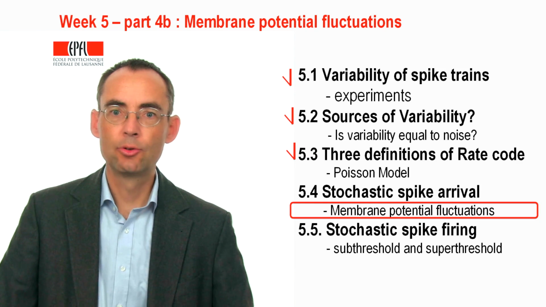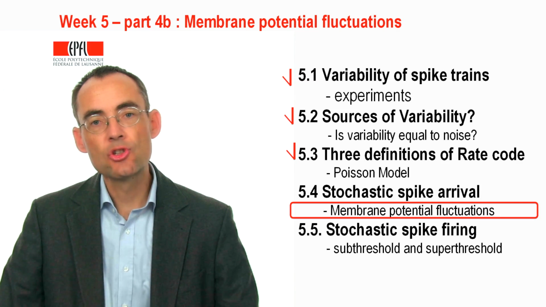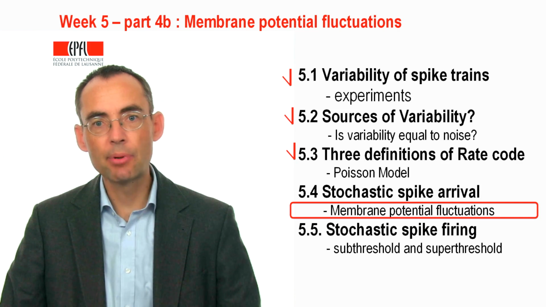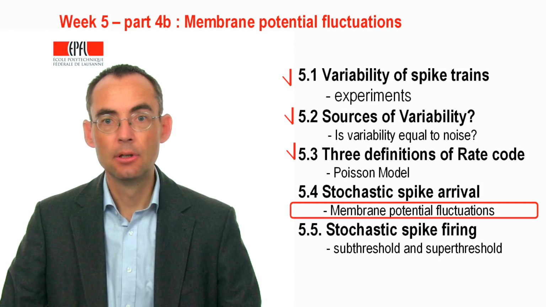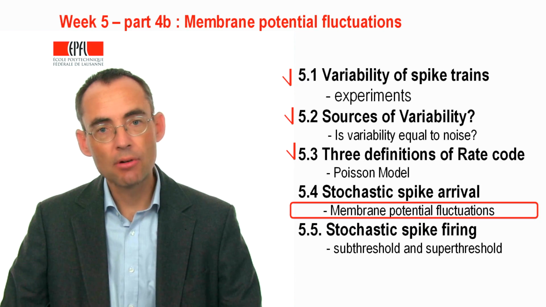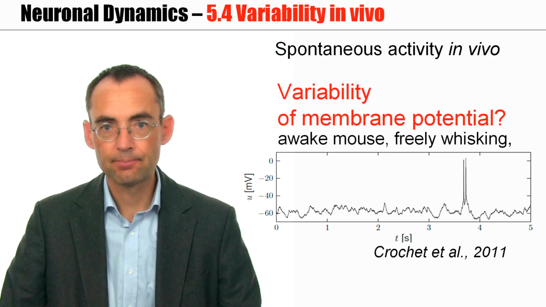So welcome back to part 5.4. I promised that we would say something about fluctuations of the membrane potential caused by stochastic spike arrival. So far we calculated the mean. I said a little bit about fluctuations, but the question arises, can we calculate the fluctuations?